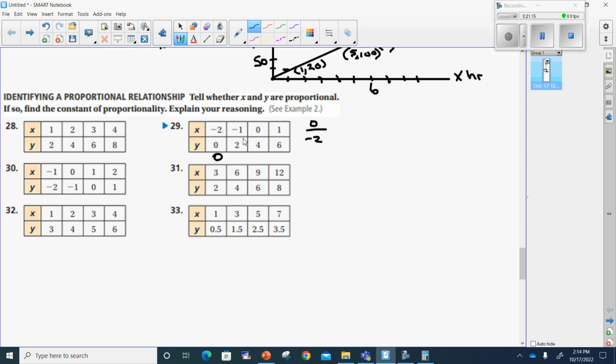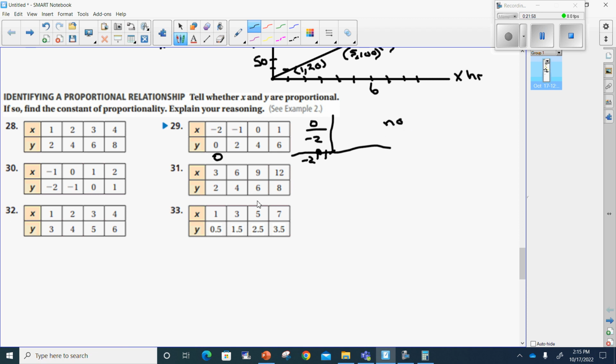And that tells us already this is messed up. Because remember, for it to be proportional, it has to go through my origin and be straight. But this is telling me when x is at -2, then y will be 0. So that tells me already that it's going to start here. So that's not proportional. No.